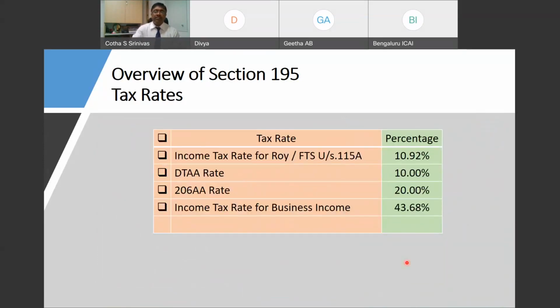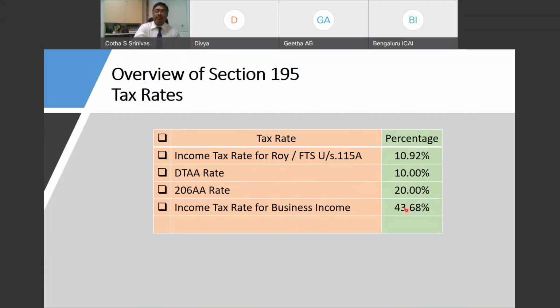Now, tax rates, like I said, 10%. The income tax rate for royalty and FTS in section 115A is 10%, which we saw in the previous slide. When I add surcharge and cess, surcharge is 5%, the maximum surcharge, and cess is 4%. For 10%, if I add 5% surcharge and then 4% cess, I'll get a rate of 10.92%. The DTAA rate can be 10%, 15%, or 20%. The 206AA rate is 20%.